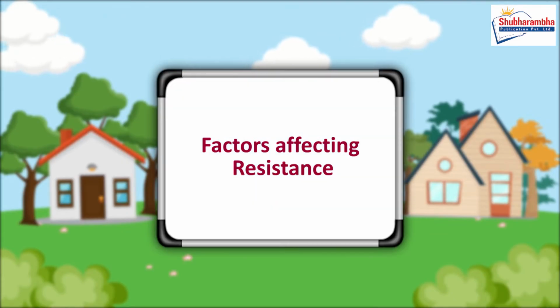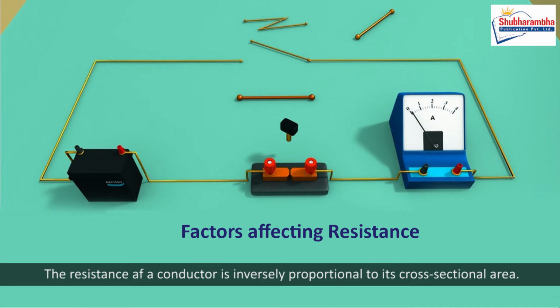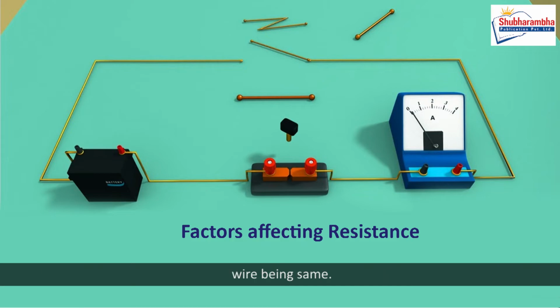Factors affecting resistance. 1. The resistance of a conductor is directly proportional to its length. 2. The resistance of a conductor is inversely proportional to its cross-sectional area. 3. The resistance of a conductor depends on the nature of the material used. 4. A coiled wire has more resistance than a straight wire, length and thickness of each wire being the same.